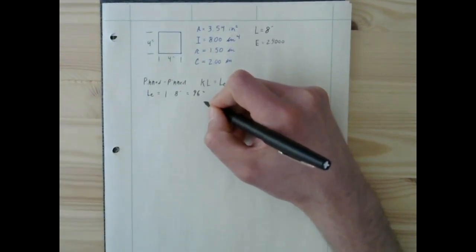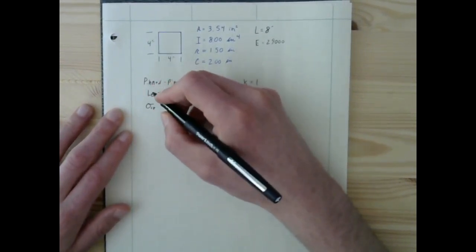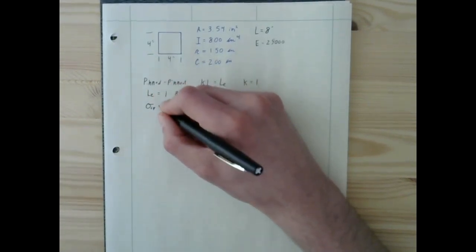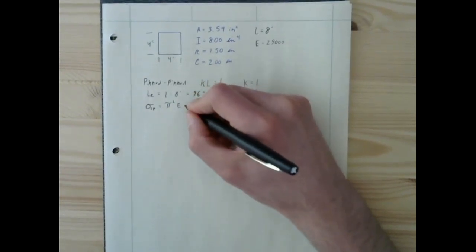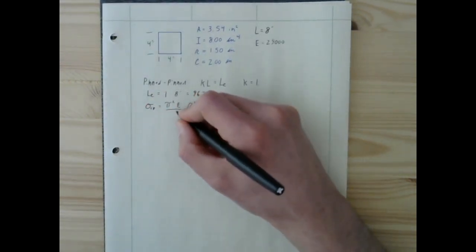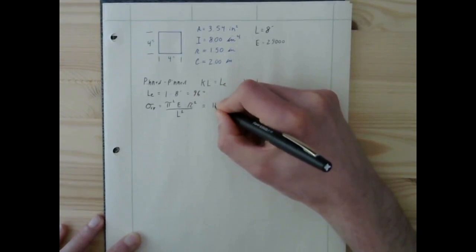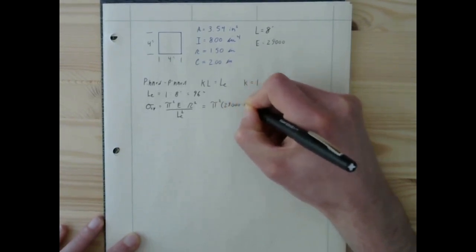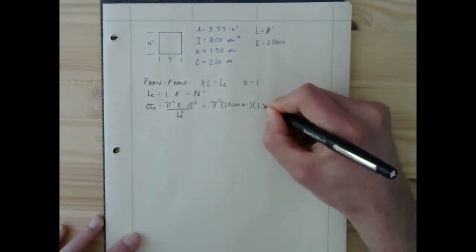And then we're going to want to use our equation for the critical stress. That's going to be equal to pi squared times the Young's modulus times the radius of gyration squared, divided by the length squared. And in our case, that's the effective length: pi squared times 29,000 KSI times the radius, 1.5, squared.